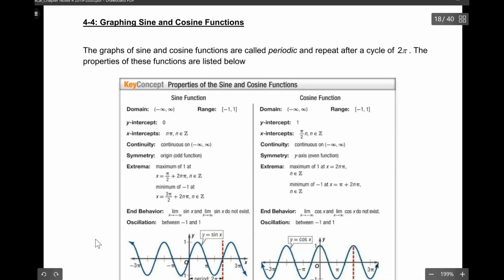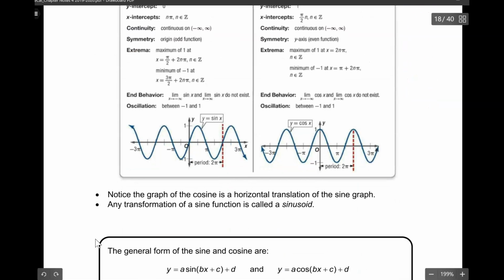So the graphs of sine and cosine are called periodic because they repeat every 2 pi, because that's one revolution around a circle. So here are some properties that we went over in class. The main things I want you to notice are 0, max, 0, min, and 0. And over here we have max, 0, min, 0, max. These are the only 5 points you need to know.